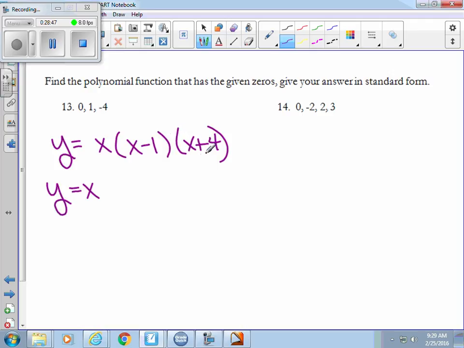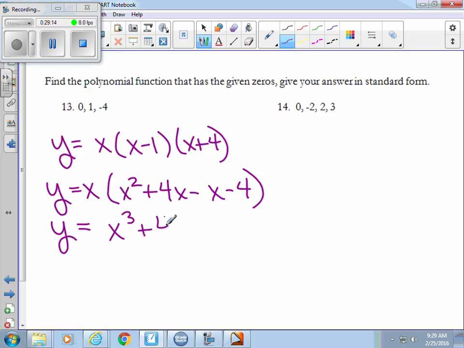I'm going to FOIL the two bigger ones first. So I'm just doing one of those other problems completely backwards. X squared plus 4x minus x minus 4. And then what? Multiply the x in. X cubed plus 4x squared minus x squared minus 4x. And I can combine terms to get x cubed.